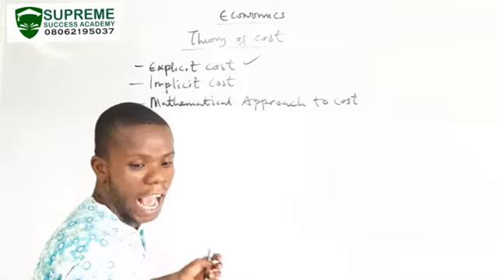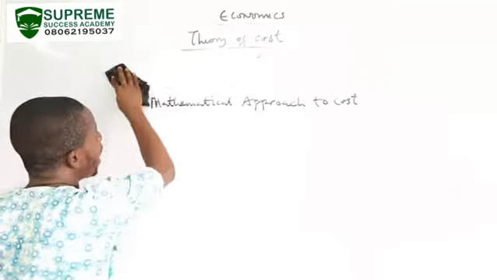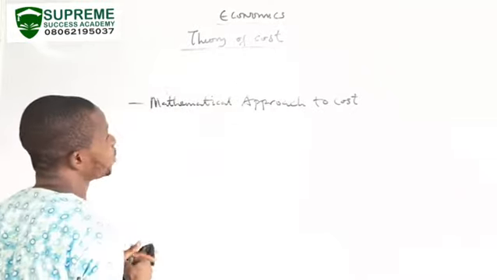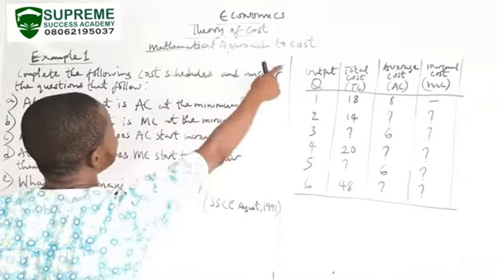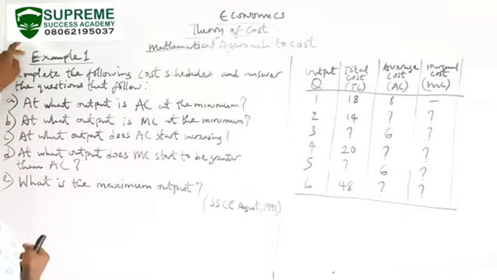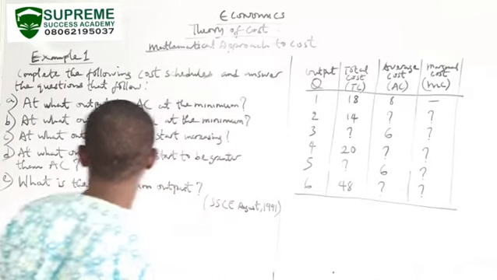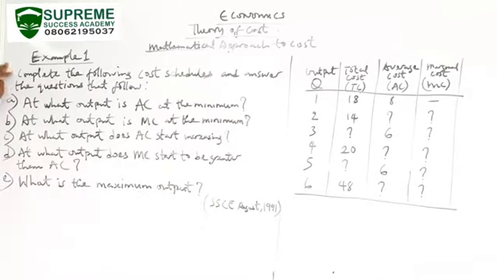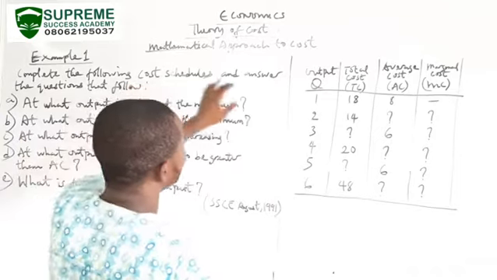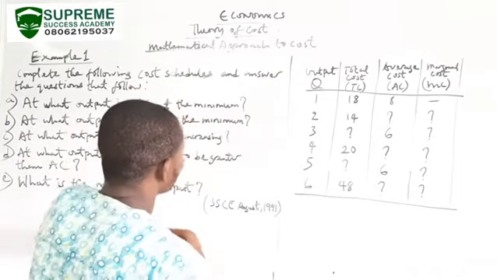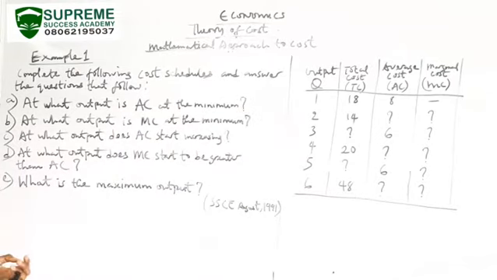So the third aspect I'm going to discuss today is the mathematical approach to cost. Example 1. This particular question is an SSCE 1991 question. The question is: complete the following cost schedule and answer the questions that follow. We are going to complete this particular table and at the same time answer the following questions under it.